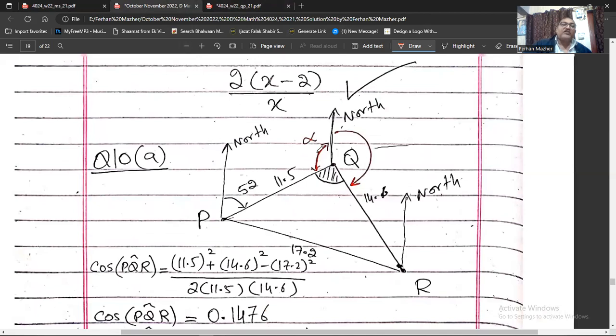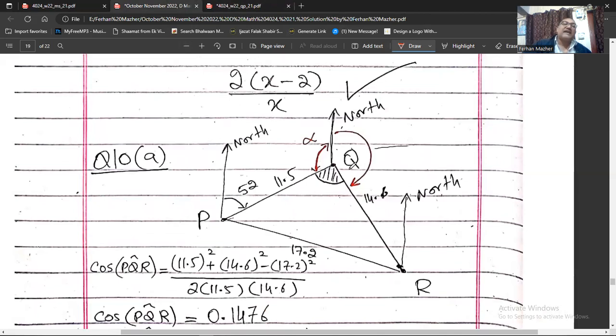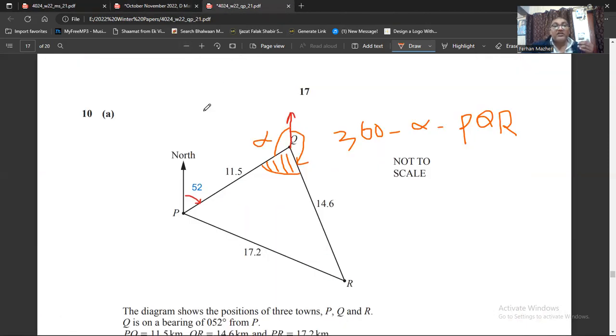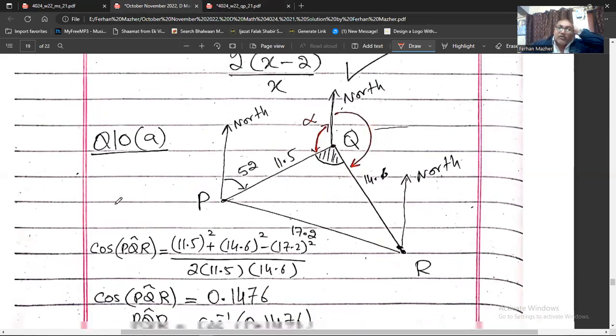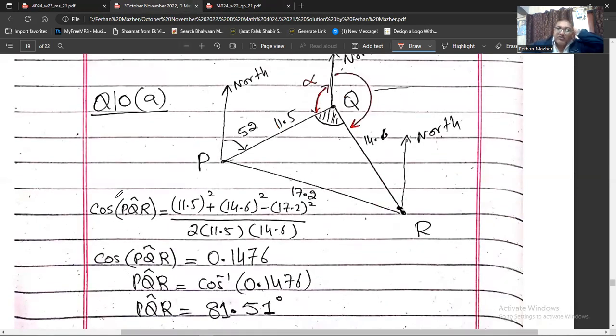So let me show you. Here we go. I need to find out alpha, and I need to find out this angle. Then I will subtract these two angles from 360, and I will get this angle, which will be the bearing of R from Q. Here we go. The solution is showing up on your screen. I have applied the law of cosine for this angle. So cos PQR will be equal to (11.5 squared plus 14.6 squared minus 17.2 squared) divided by (2 times 11.5 times 14.6).